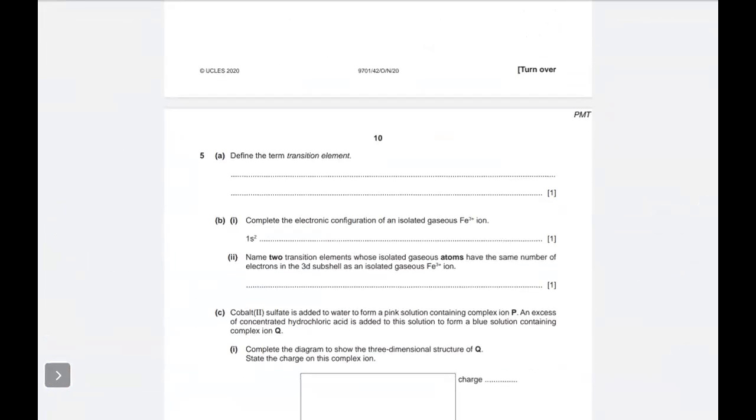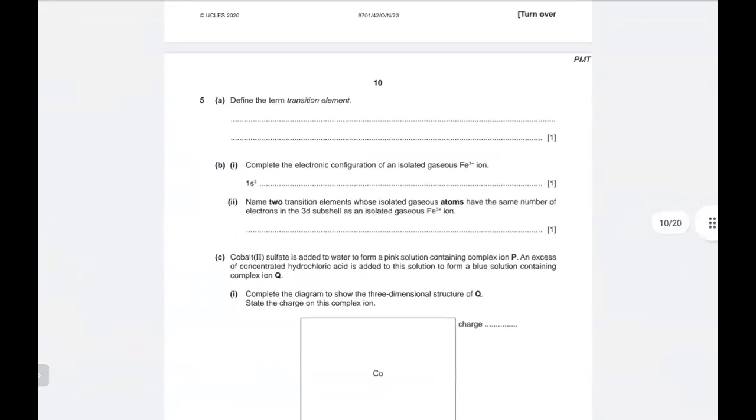Define the term transition element. Having partially filled d orbitals even in one oxidation state. The elements with partially filled d orbitals at least in one oxidation state are transition elements. That's why all d block elements are not transition elements. If we take 3d, scandium and zinc are not transition elements.